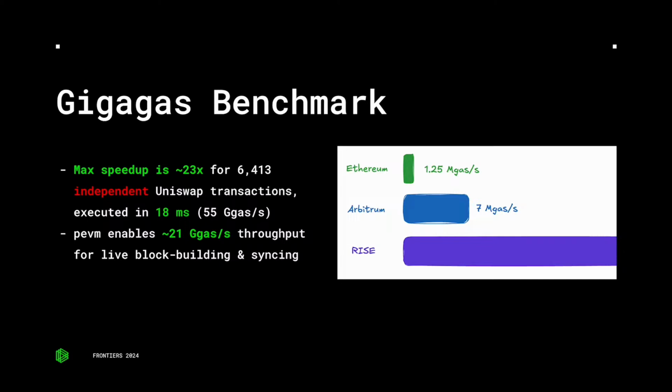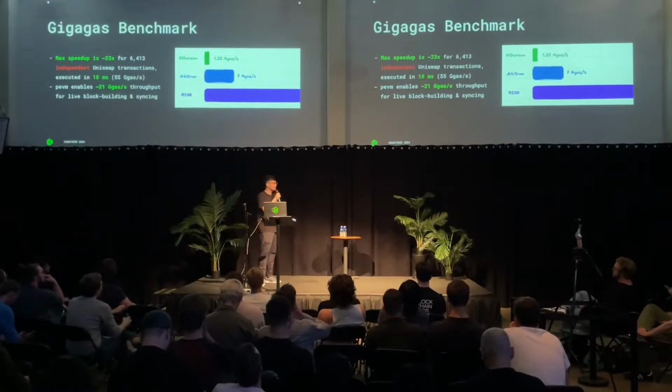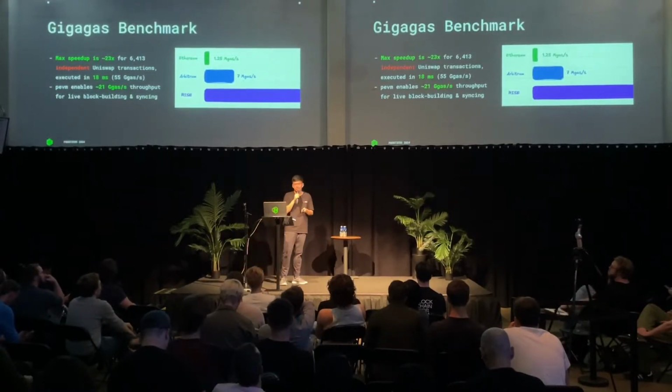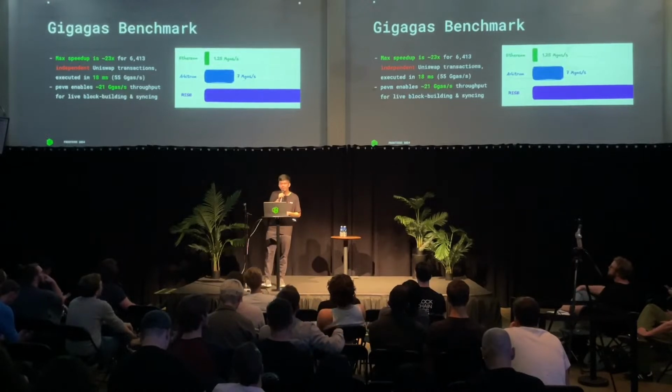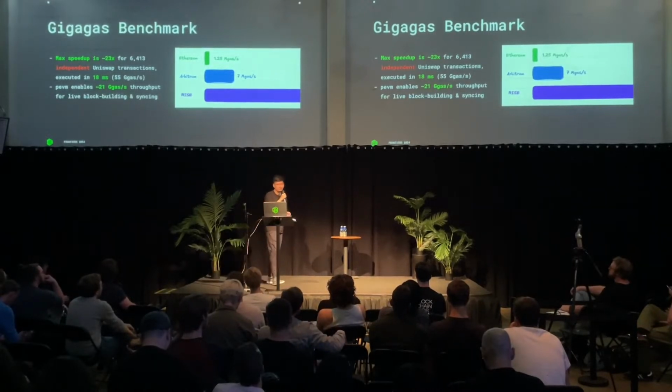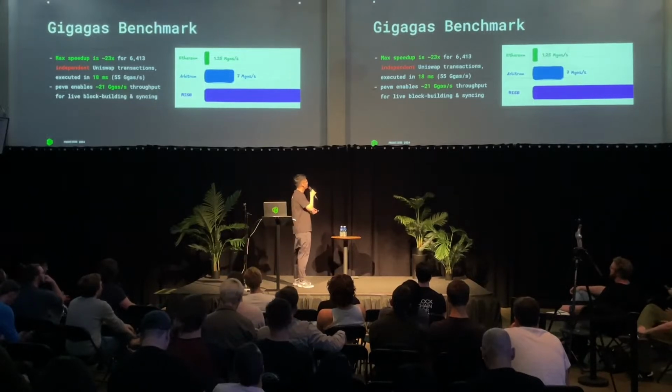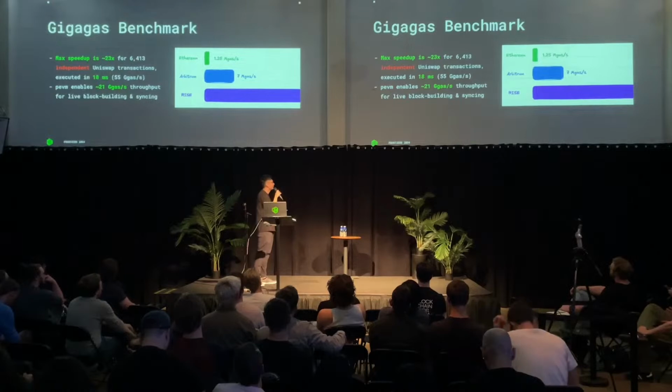But this 55 gigagas per second is just raw execution speed, right? When we actually plug it into the whole block building and syncing pipeline, it only scales to not even half of that, to only 21 gigagas per second. This is because raw execution is only half of the bottleneck, and the other half, the actual bigger half, is state access. We need to solve that through a lot of other techniques that hopefully we can share more about in Frontier 2025. But for now, just bear with me that with parallel EVM, we can get to 21.